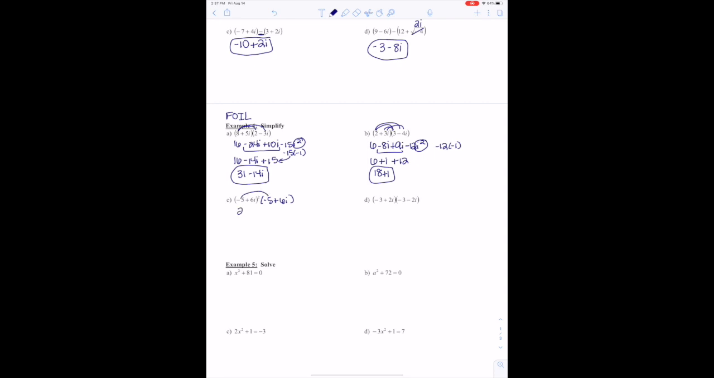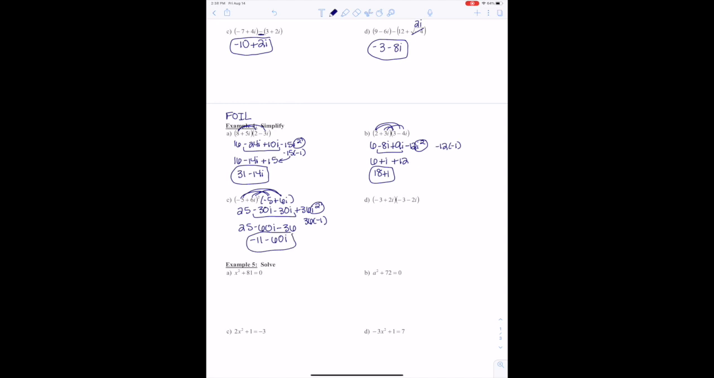Negative 5 times negative 5 is 25. Negative 5 times 6i is negative 30i. 6i times negative 5 is negative 30i. And 6i times 6i is going to be 36i squared. So if we combine our like terms, we get 25 minus 60i. Remember, i squared is negative 1, so that's going to be minus 36. And 25 minus 36 is going to be negative 11.